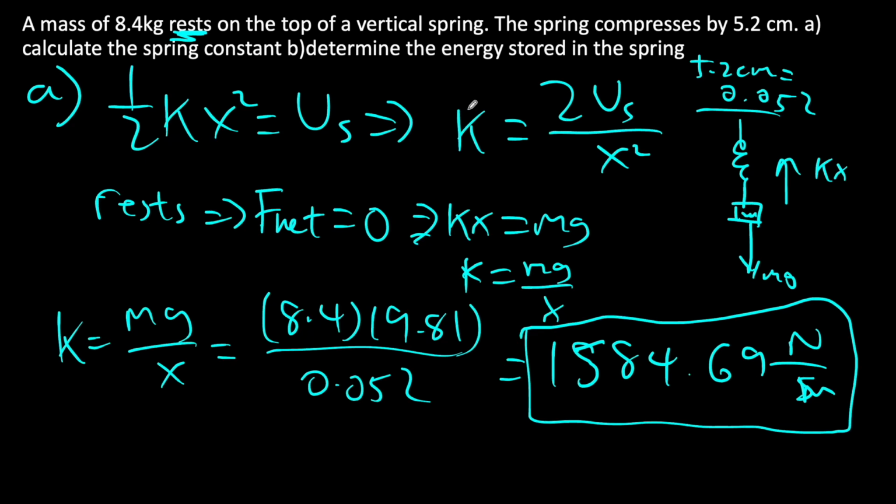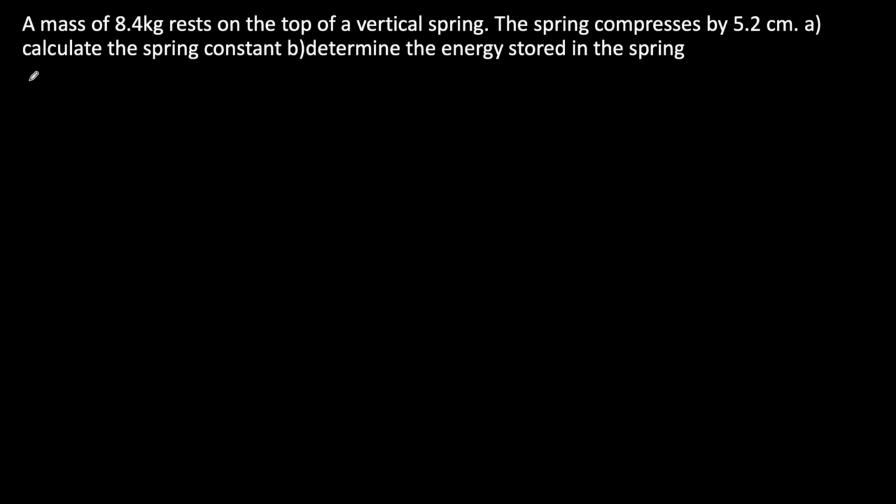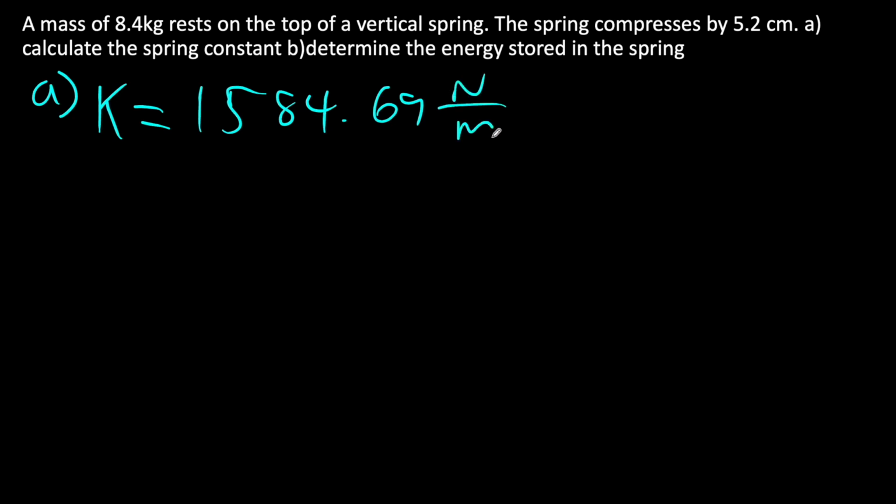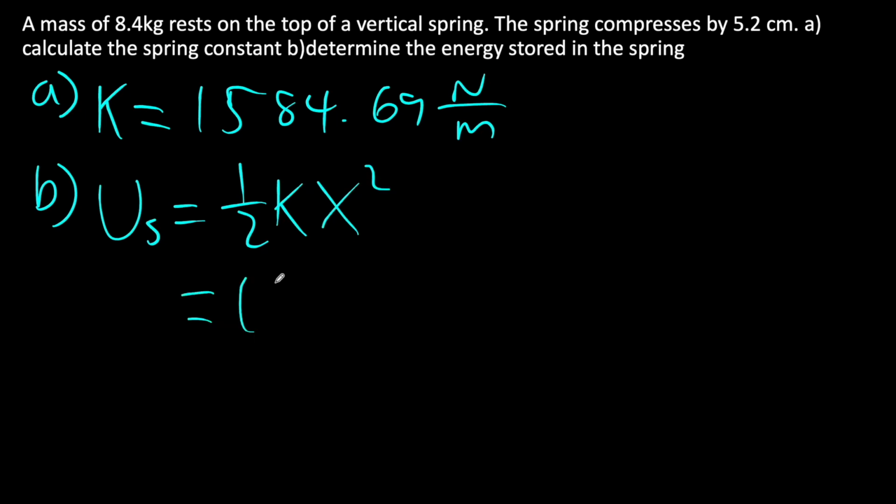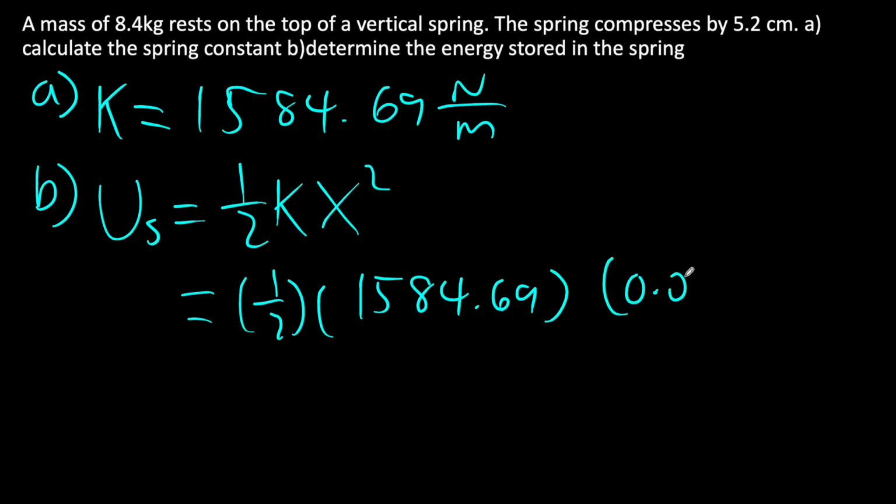So now let's calculate part B, the energy stored in the spring. We know from part A that k is equal to 1584.69 newtons per meter. Now the spring potential energy is equal to a half times the spring constant times the position squared, which is equal to a half times 1584.69 times 0.052 meters squared, and this is equal to 2.0 3.1425 newtons.